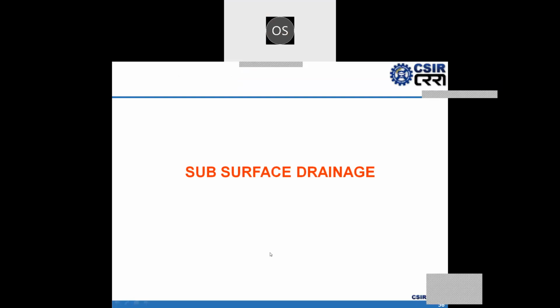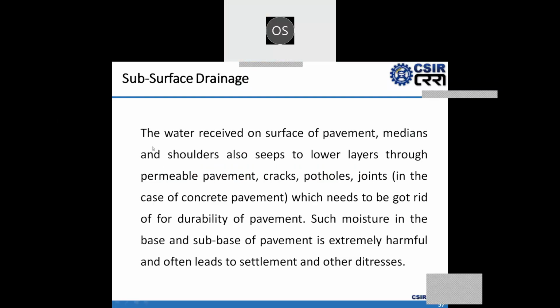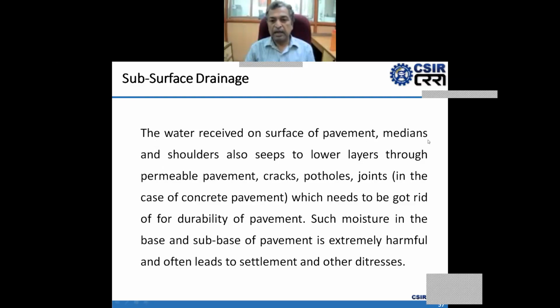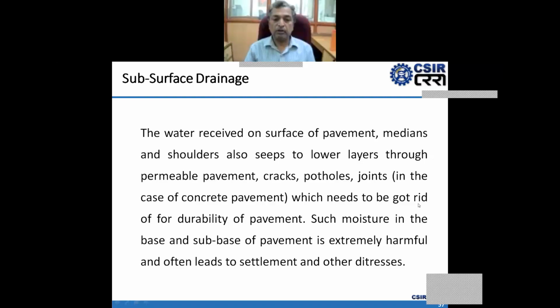surface drainage. The water received on the surface of the pavement, medians and shoulders also shifts to lower layers through permeable cracks, potholes, joints, which need to be got rid of for the durability of the pavement. Such moisture in the base and surface of the pavement is extremely harmful and often leads to settlement and distress.